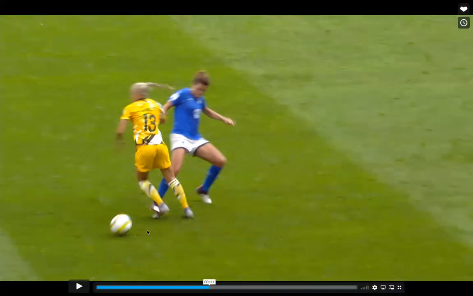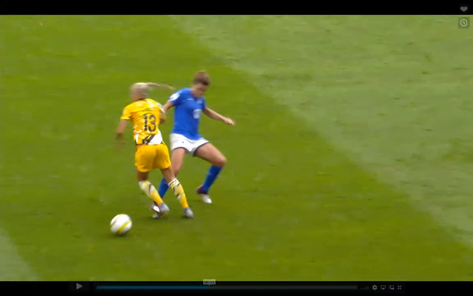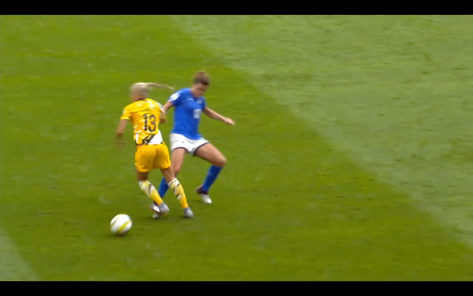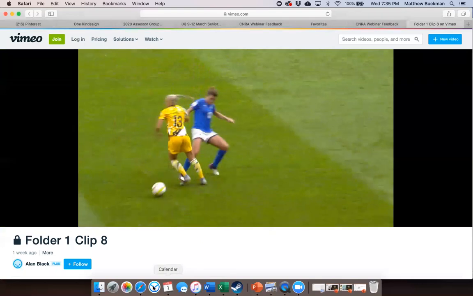This kind of contact here would be a good example of something that is a foul, but is just careless in nature. And notice this is a standing challenge. She's not sliding through and wiping somebody out. It's nothing like that. It's just a standing challenge.